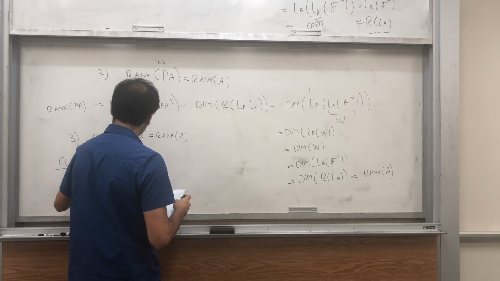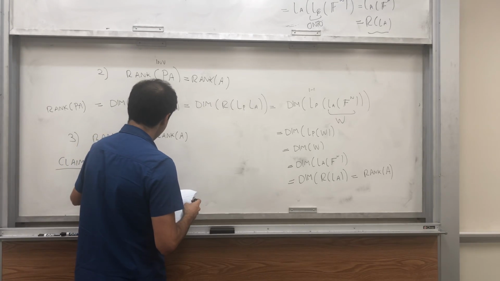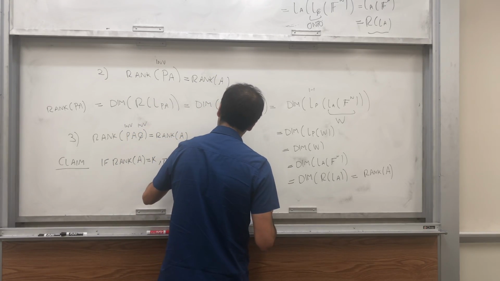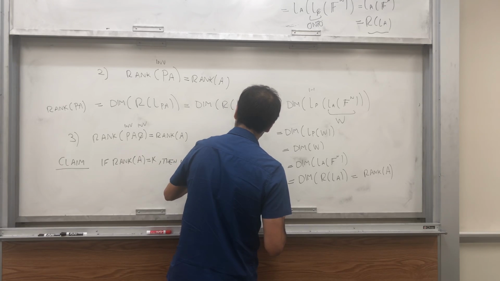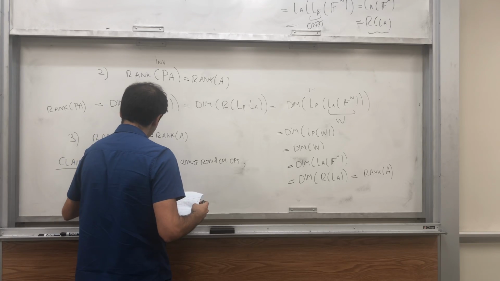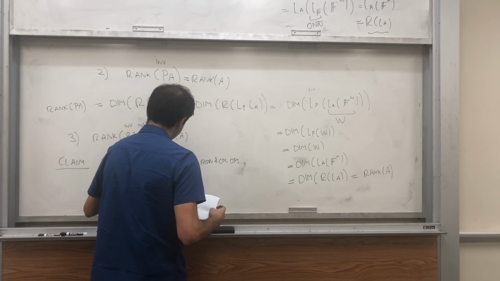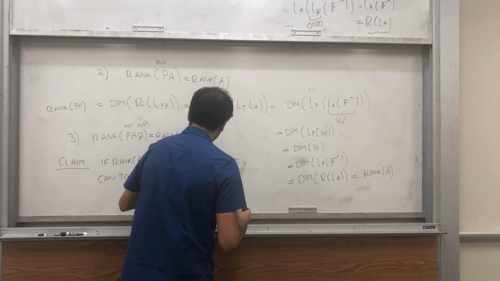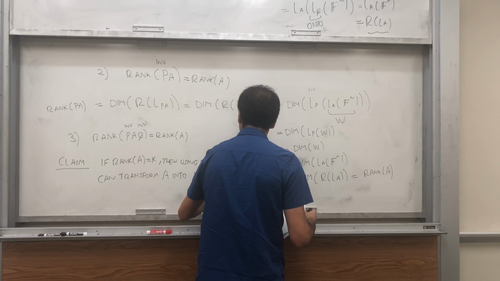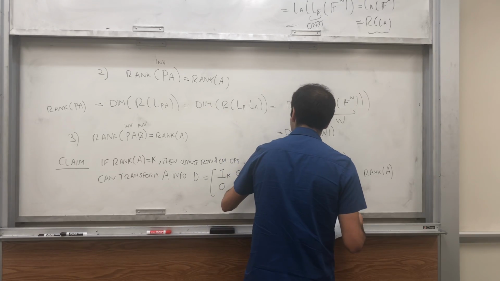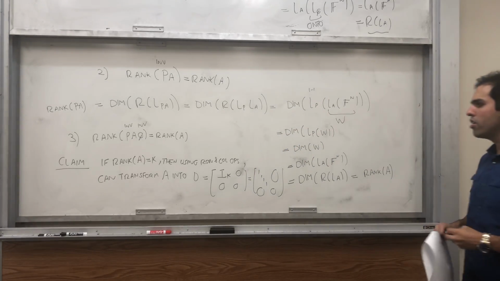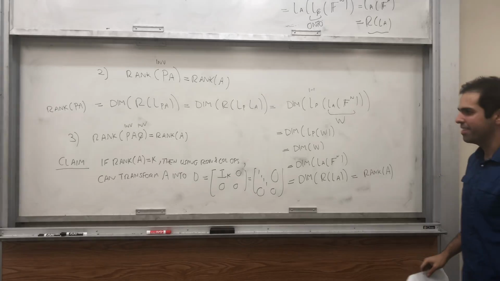So if the rank of A equals K, then using row and column operations, you can transform A into D, which is just of the form an identity matrix of size K and a bunch of zeros. So a bunch of ones and a bunch of zeros. So think of it as like super row reduction.